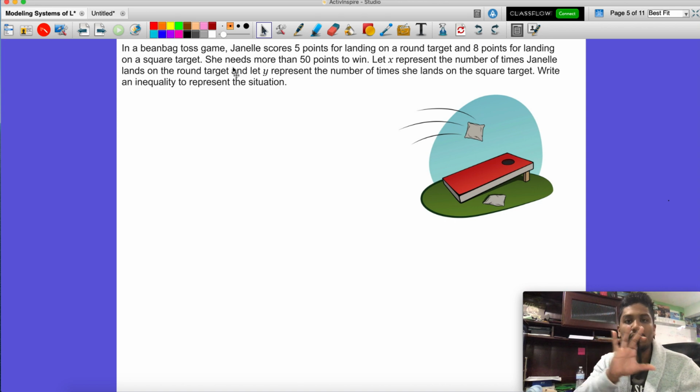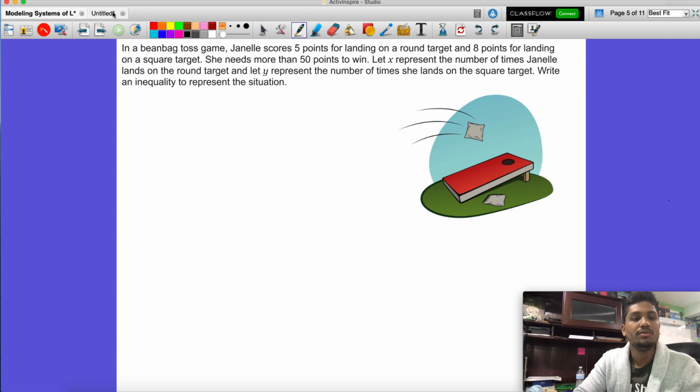We're going to move away from graphing, and instead we're going to just create an inequality that represents the scenario. Okay, so we're going to move away from graphing for a bit. So, in a beanbag toss game, this is a representation of what I think it would be. Janelle scores 5 points for landing on a round target and 8 points for landing on a square target.